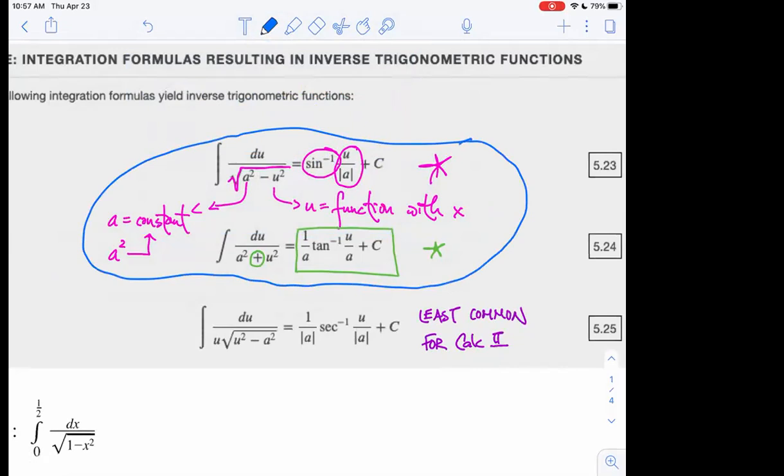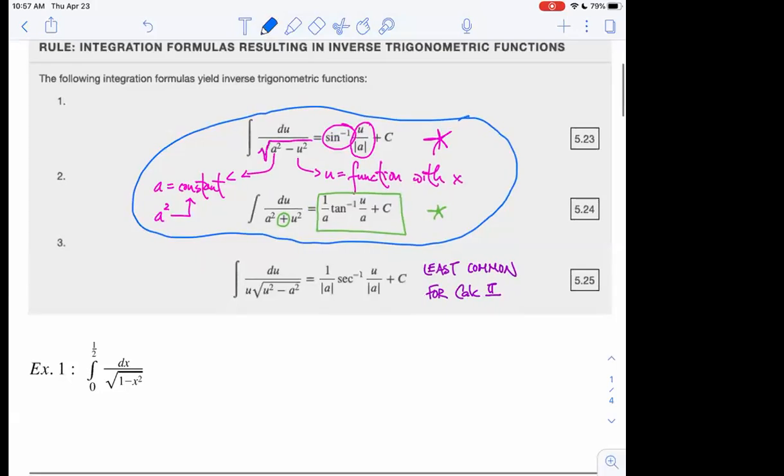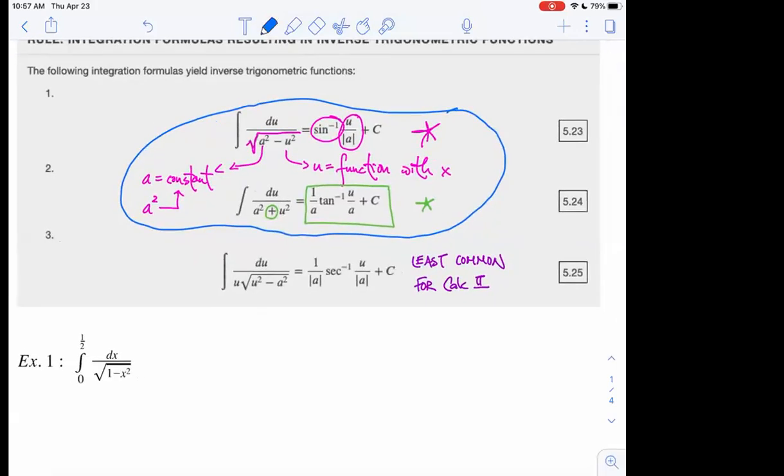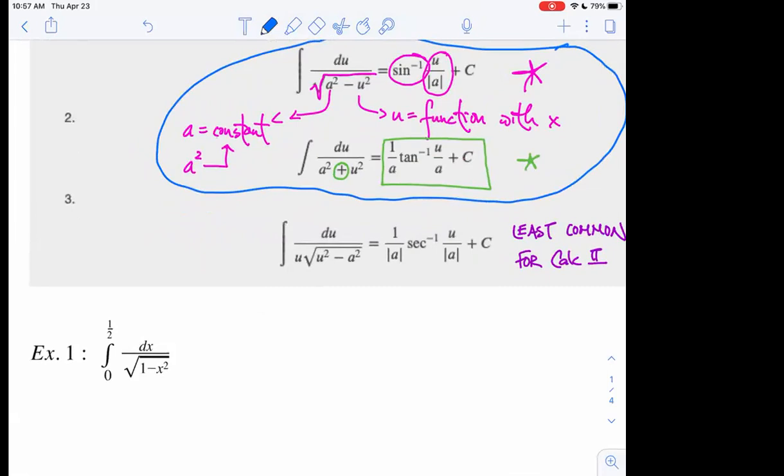I just wanted you to know that there are other inverse trig functions, but the arcsine and the arctangent are like the most common ones that come up. Okay. So let's go ahead and jump right in. So we're going to start with example 1 here, which is a definite integral case, all right? And so we'll get a chance to practice recognizing which one we're going to use and how that works.